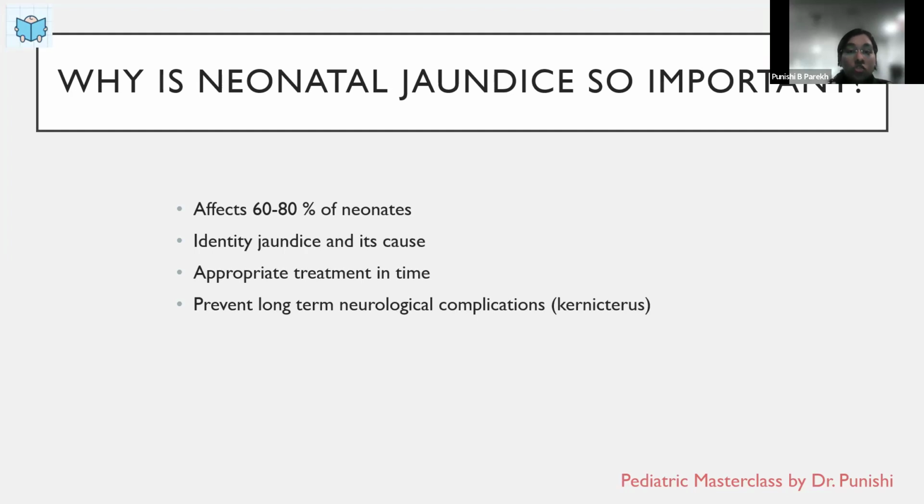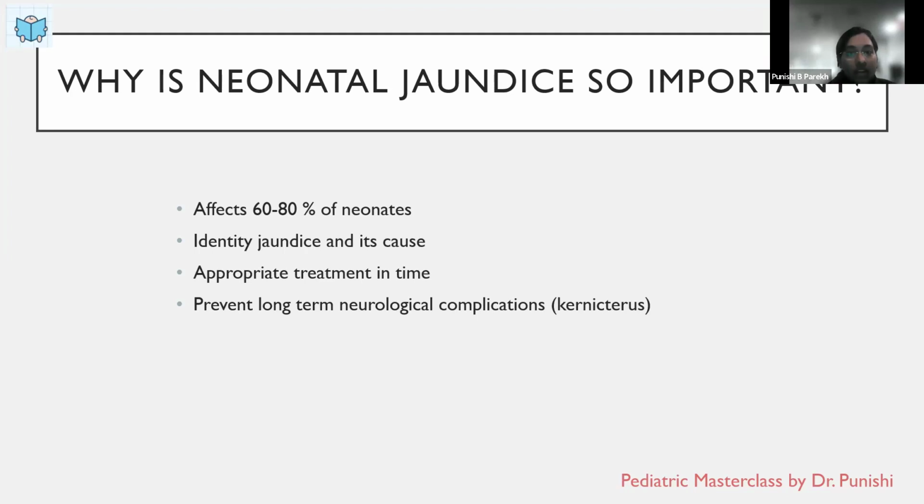Newborn jaundice can be because of conjugated or unconjugated bilirubin. The causes are different and the treatment options available are again different. That's why we need to find out the cause and then offer the right treatment within the right amount of time to prevent long-term neurological complications.